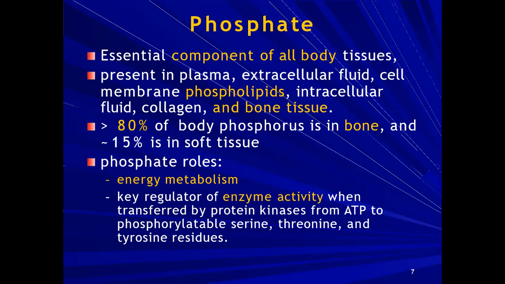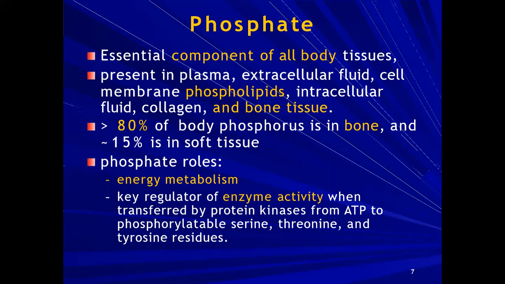The other molecule you have to look at is phosphate. This is also a very important component of our body tissues. It's present in the plasma and intracellular fluids and cell membranes, and the phospholipids are important in the cell membrane for transport. And that is where the arachidonic pathway starts, in terms of modulators of inflammation. Intracellular fluid also contains phosphate, collagen, and bone tissues. In our case here, we're interested in bone tissues.